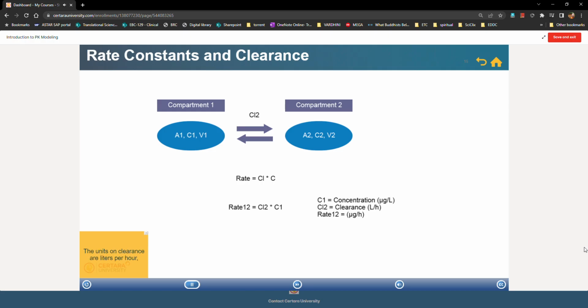The units on clearance are liters per hour, so the rate is once again micrograms per hour, just as it was in the microparameter model. The reverse rate is given by CL2 multiplied by C2 because the drug originates in the second compartment. Click Next to continue.